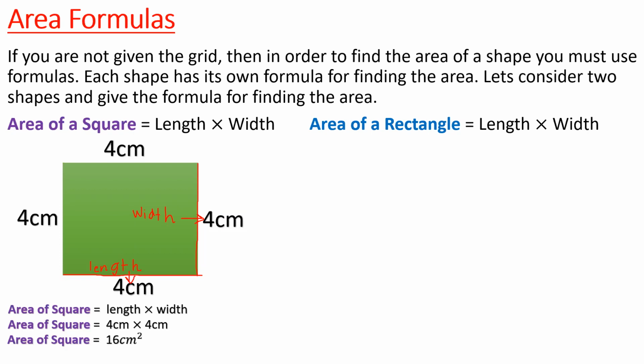How did we get 16 centimeters squared? How did we get that? Because we multiplied the width and the length, which is 4 times 4 equals 16. Very good, 16 centimeters squared.